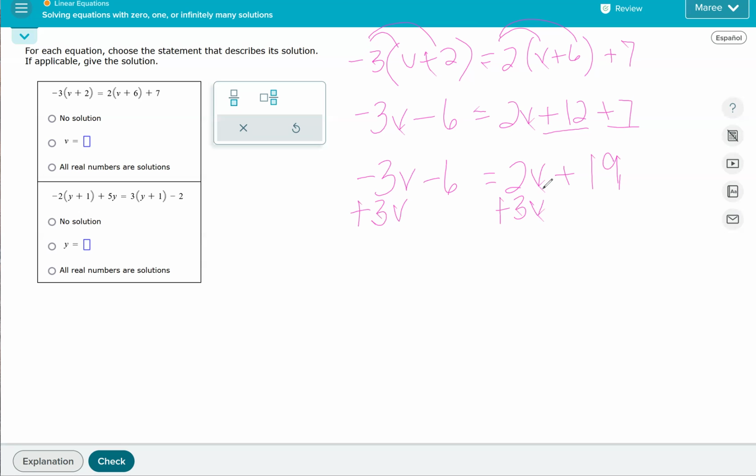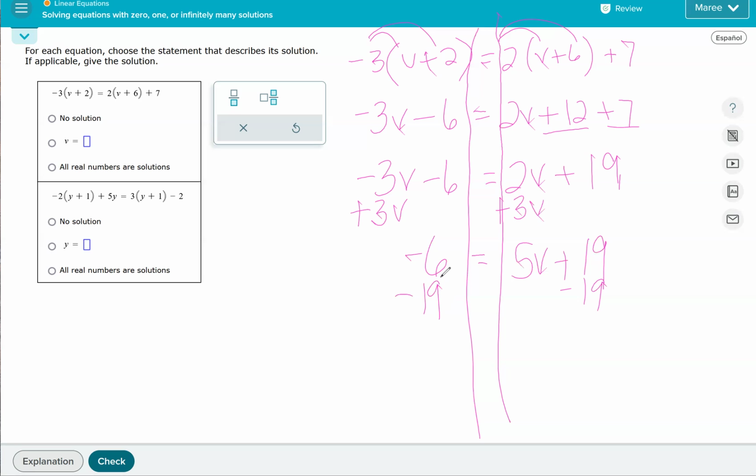A lot of times people like to put railroad tracks down. If that helps you, do it, because that's a really good thing to do. -3v plus 3v is 0, so we're left with -6. 2v plus 3v is 5v plus 19. Now we have a regular equation. We have to get rid of what's added or subtracted to the variable term first. So we're adding 19. We want to subtract 19. -19 minus 6, they're both the same sign, so we keep them negative and we add 19 to 6 to get 25. So -25 equals 5v. And then we divide by 5 because we want to get 1v. So v is equal to -5.